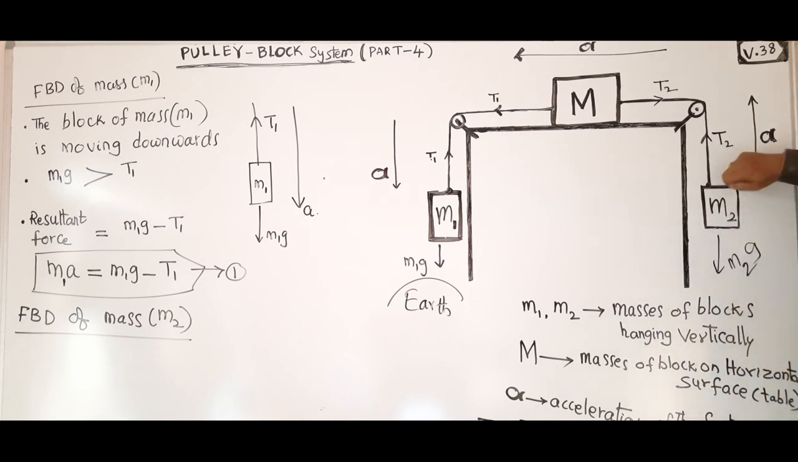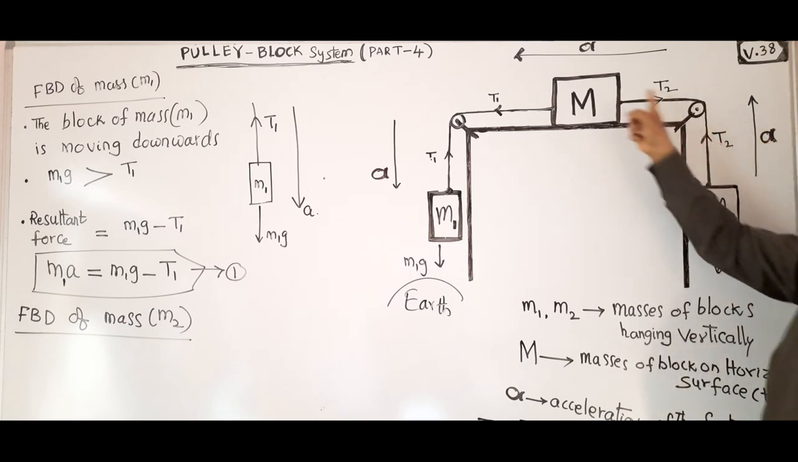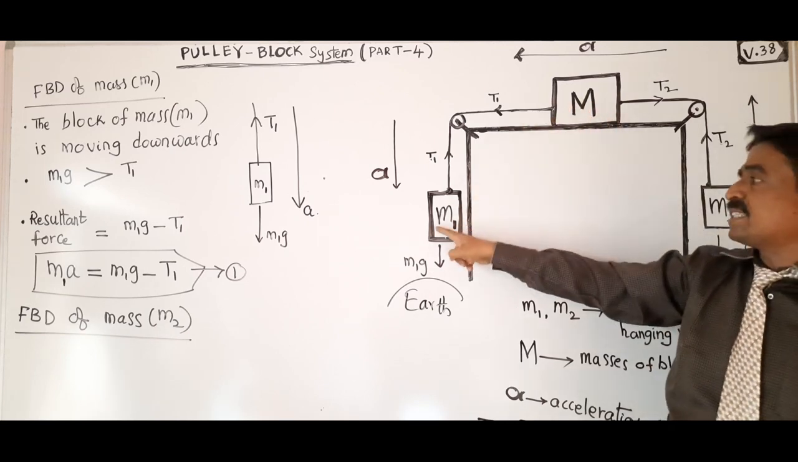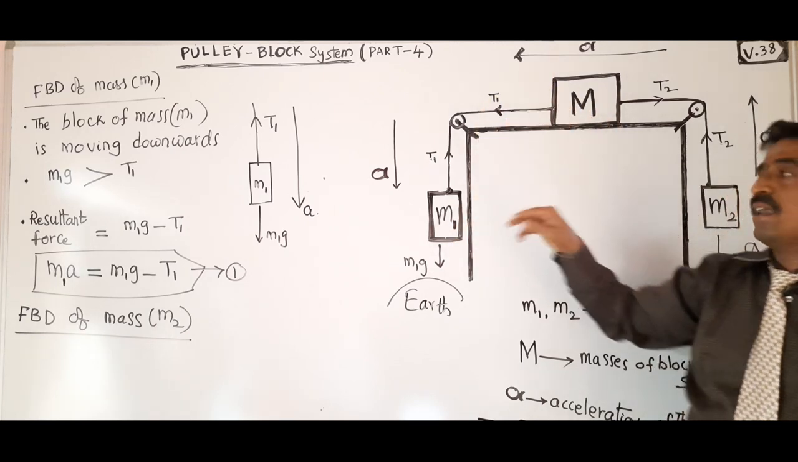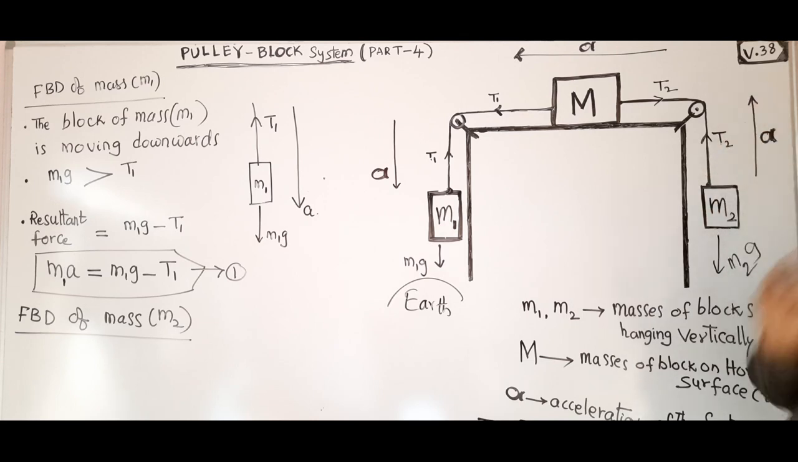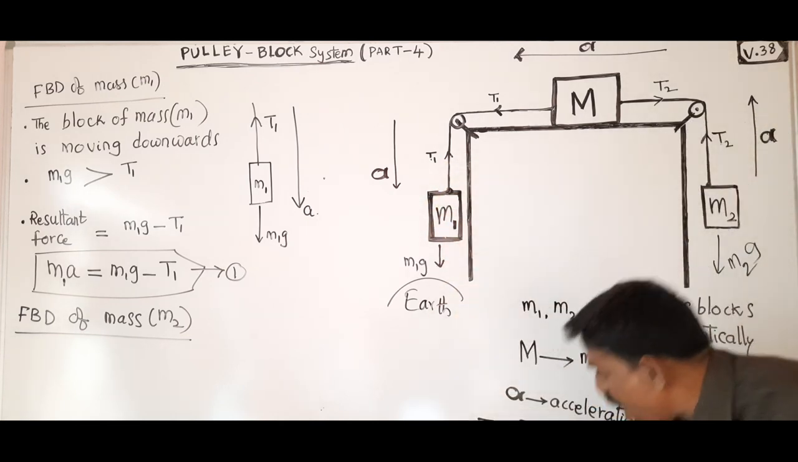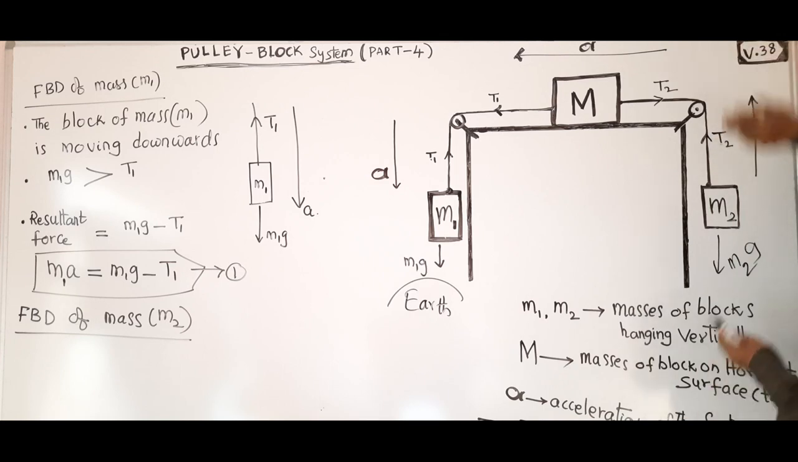At the same time, this rope is pulling the block up. This pulling force we call tension. The tension is T2. T2 is the tension between the blocks of masses capital M and M2. Here the masses are different, so the tension is T1. Here the masses are different, so the tension is T2. On this block, two forces are acting in opposite directions: weight is acting down, tension is acting up. Finally, here its mass is more, so it is moving down. Its meaning is this body is moving up.